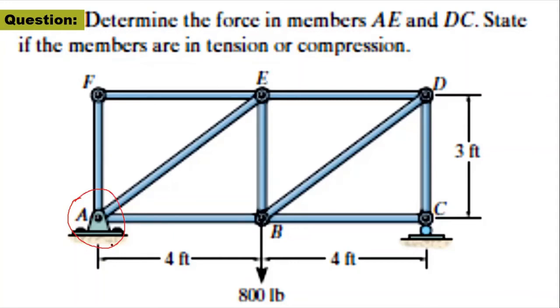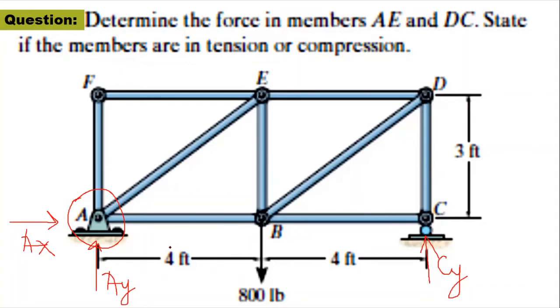What does it mean by the hinge support? You have to find two support reactions here, because a hinge support has two components: one is the horizontal and another one is the vertical component. So you have to find two support reactions at joint A first. Then at joint C it is a roller support, so you have only a vertical component over here.